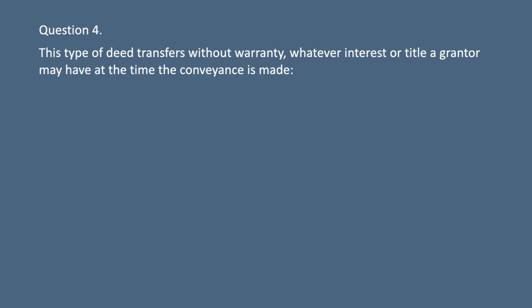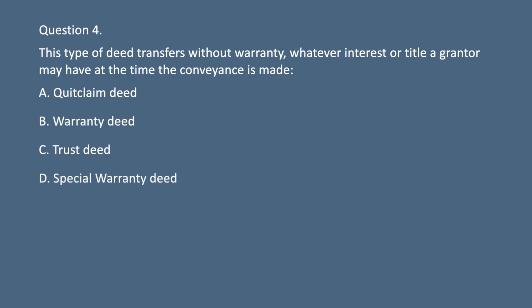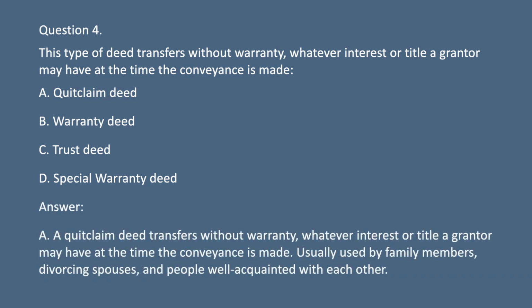Question 4. This type of deed transfers without warranty whatever interest or title a grantor may have at the time the conveyance is made. A. Quitclaim deed. B. Warranty deed. C. Trust deed. D. Special warranty deed. Answer A. A quitclaim deed transfers without warranty whatever interest or title a grantor may have at the time the conveyance is made. Usually used by family members, divorcing spouses, and people well acquainted with each other.